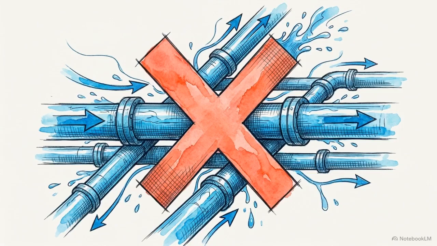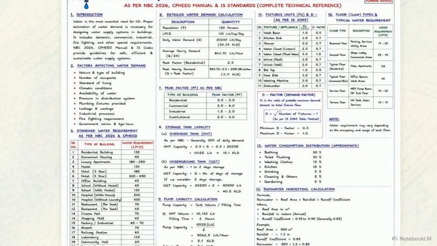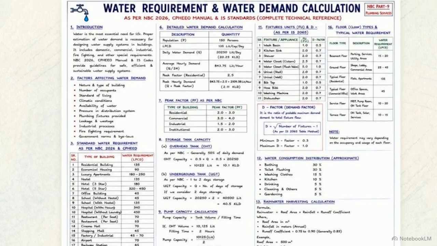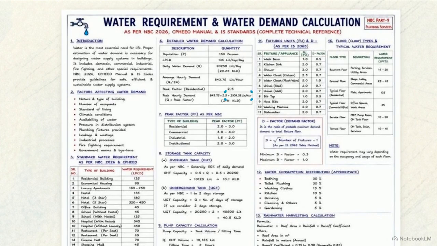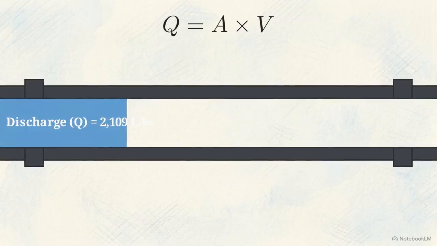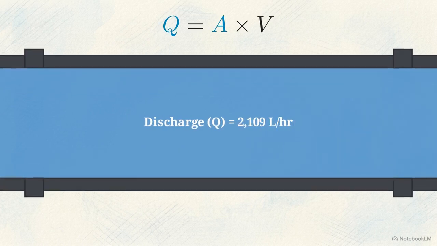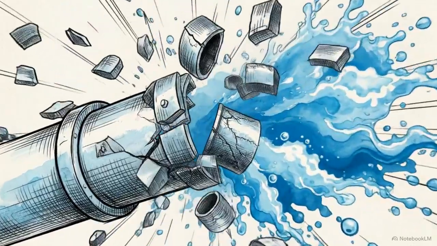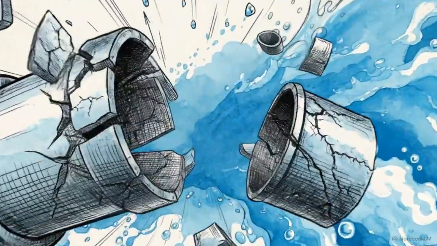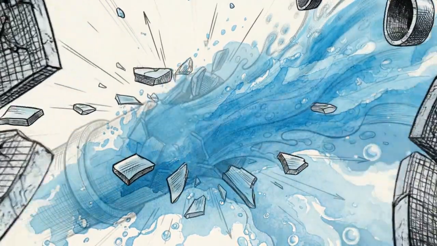To account for this temporal chaos, engineers use a core mathematical multiplier called the peak factor. The code mandates a peak factor range of 2.0 to 3.0 for residential structures to handle the intense morning rush. If we take our average hourly demand and apply a 2.5 peak factor, the required flow rate jumps to 2,109 liters per hour. This calculated extreme peak rate becomes the actual discharge variable used to physically size the primary distribution pipes. Designing for the statistical average guarantees fluid systems will fail under pressure. They must be physically built to withstand the absolute extremes of human routine.